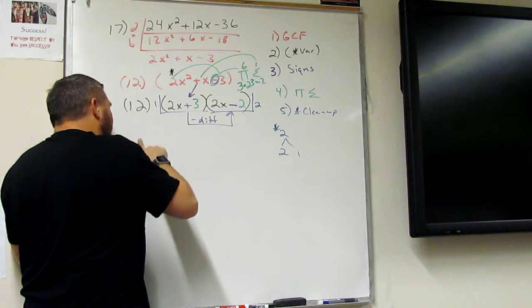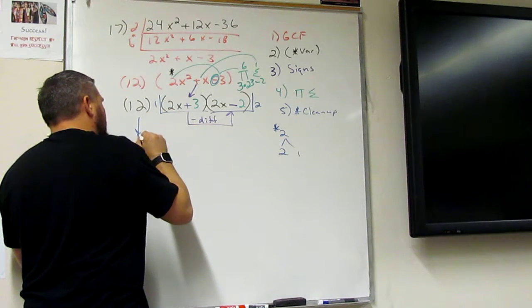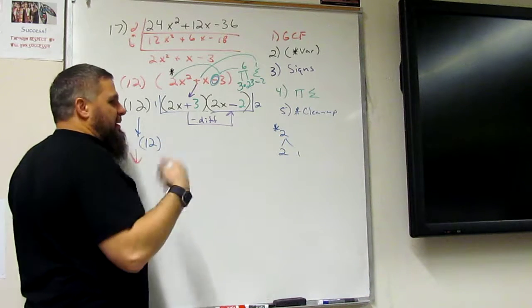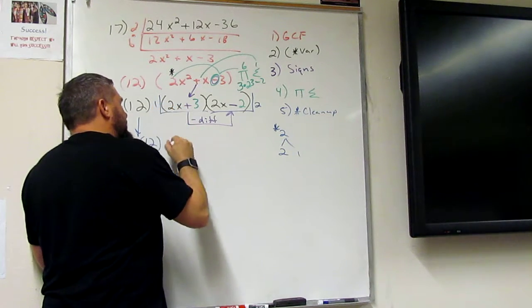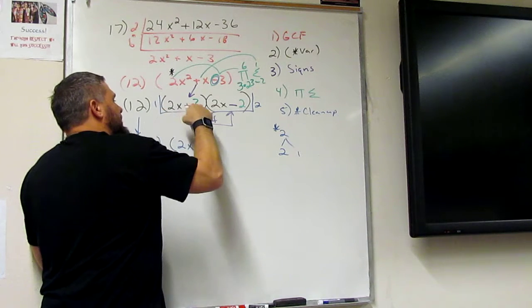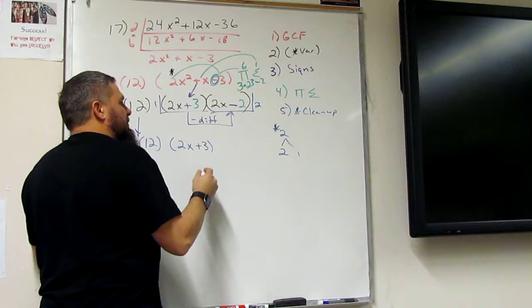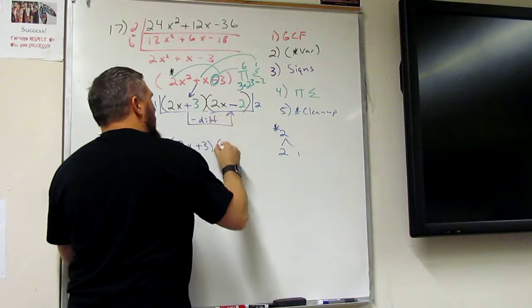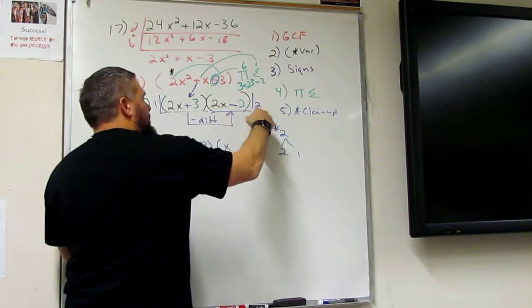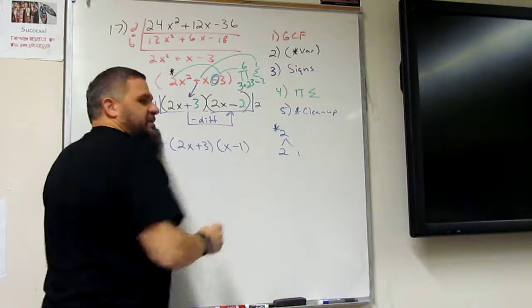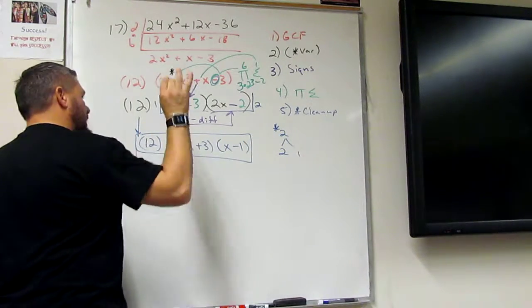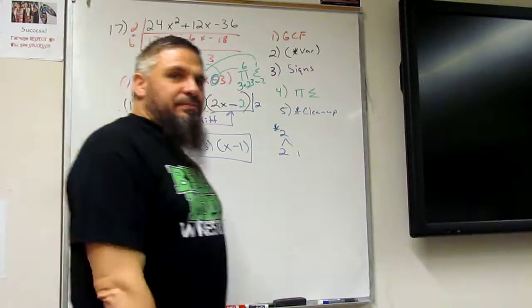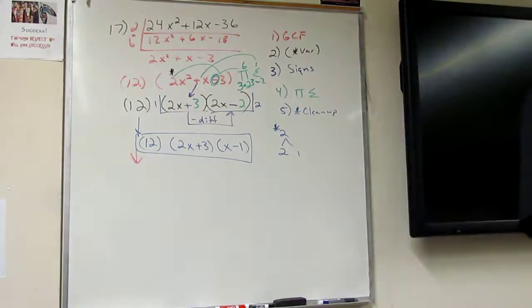So the 12 gets brought down. No matter what. And now we bring down 1 goes into 2, 2 times. 1 goes into 3, 3 times. 2 goes into 2, 1 time. 2 goes into 2, 1 time. And there it is. Every time. One step at a time.